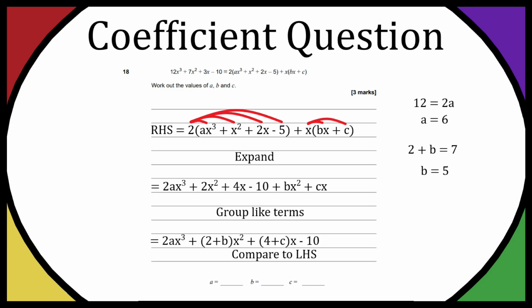Next up, we have 3 equal to 4 plus c. So c is going to be minus 1, and then we just have the minus 10 by itself. If you want to check your answer, you can substitute the a, b, and c into the formula we have at the bottom, multiply out, and you will see it's going to be equal to the left-hand side of the equation. So hopefully that made sense.